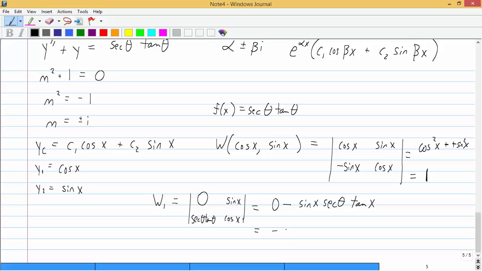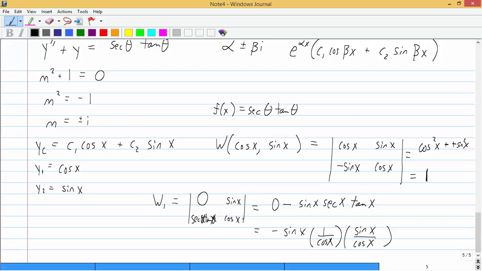So it's going to be negative sine x times 1 over cosine x. I know I put a theta and an x, but just make them all x. I don't know why I put a theta there. You can make all these x. You can make them all theta. It doesn't matter. Alright, so that's 1 over cosine x. Then that's going to be sine x over cosine x.